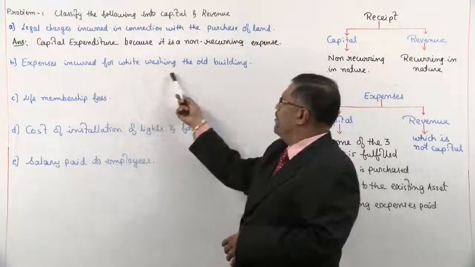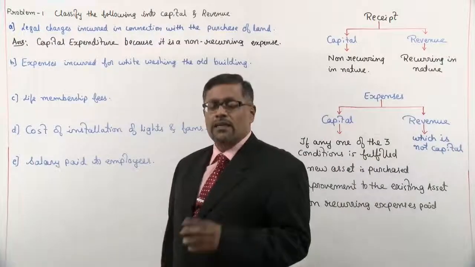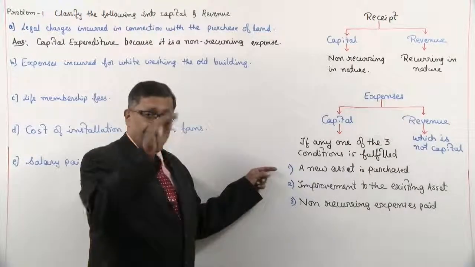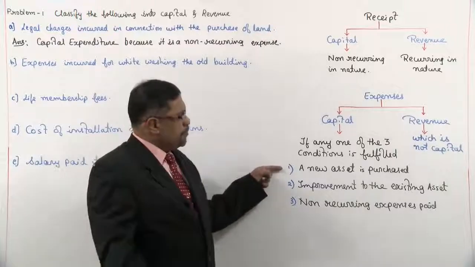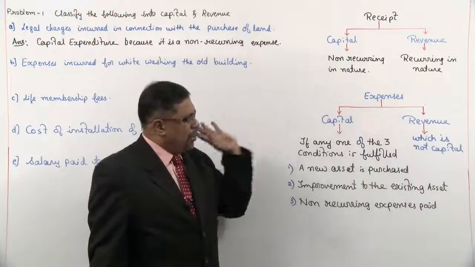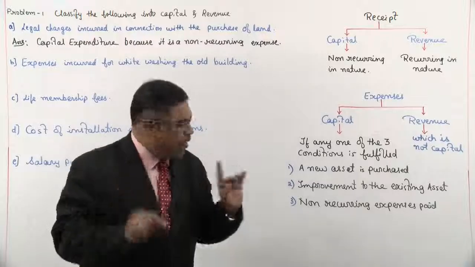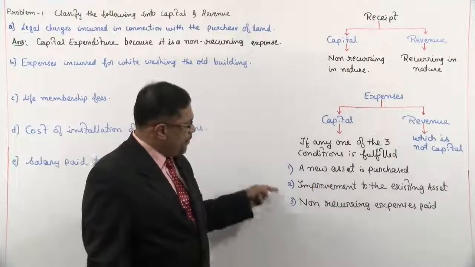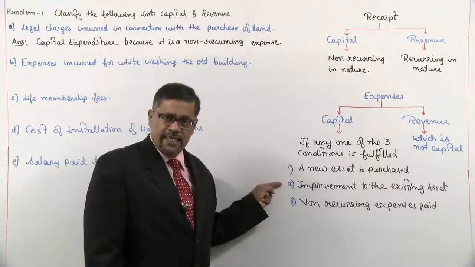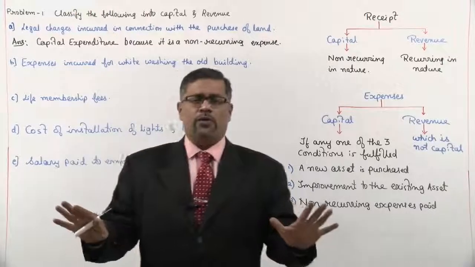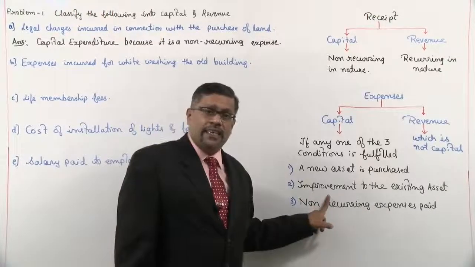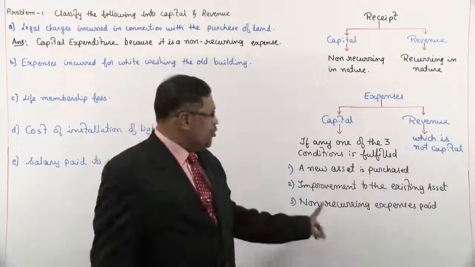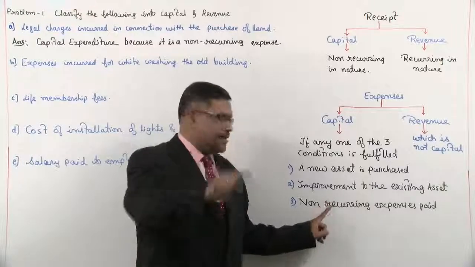Expenses incurred for whitewashing the old building. Whitewashing means painting the old building. Let's see whether it is capital or revenue. By painting the old building, does a new asset come into existence? No. The first condition is not fulfilled. Is it improvement to the existing asset? Does it increase the value of the asset? No. Painting is done not to improve the building, but to maintain the building in good condition. So that is not improvement, it comes as maintenance.